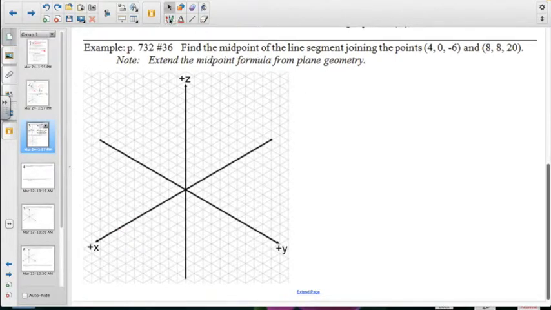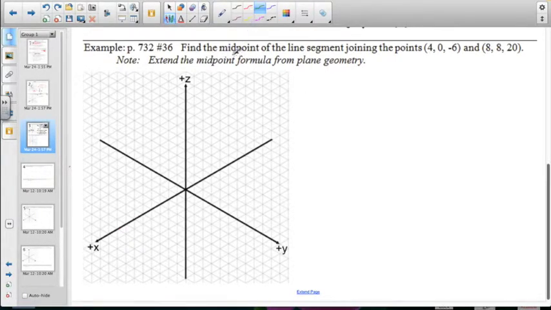So in this question, we want to find the midpoint between 2 points. So we have 4, 0, negative 6. So the first point is over in the x direction 4, 1, 2, 3, 4, and not out in the y direction at all, and down 6. So 1, 2, 3, 4, 5, 6. So we talk about the XY plane being our desktop, so we're beneath the desktop, but just below that x-axis. And so we'll call that point A.